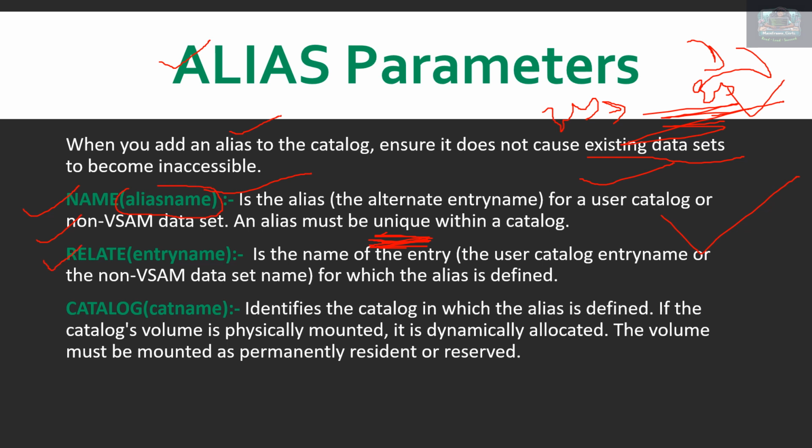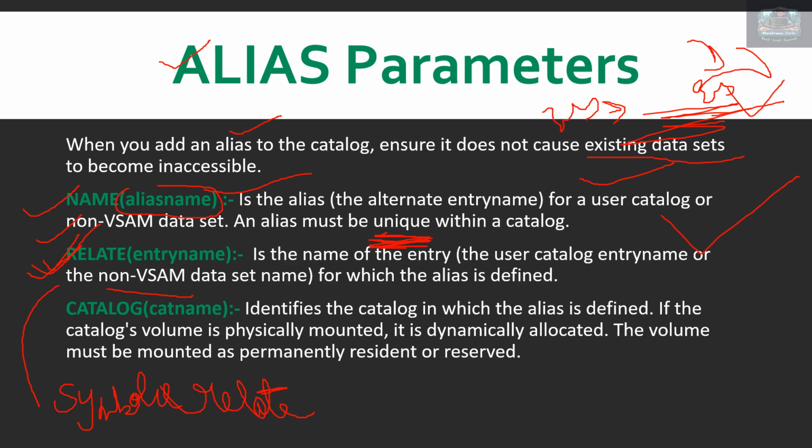When you're creating an alias or ID to a user catalog, you define this RELATE. RELATE is for a non-VSAM dataset, and you give it when it is a single system. When you're giving another parameter, which is SYMBOLICRELATE, you cannot give SYMBOLICRELATE and RELATE both at a time. Any one of those should be there.